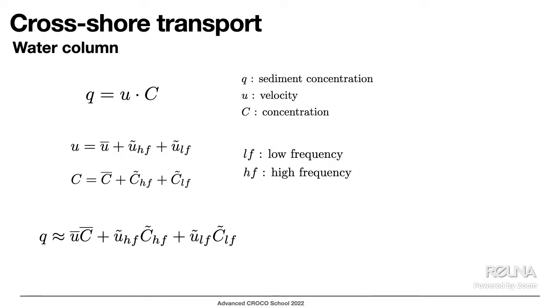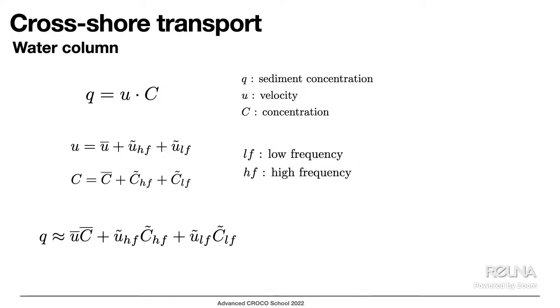And what happens then in the water column? The sediment transport Q is equal to the velocity times the concentration. We can do a decomposition of the velocity into a mean flow, a very high frequency velocity due to waves, and a low frequency velocity due to infragravity waves. If we do the same for the sediment concentration, we can approximate the sediment transport as a mean value due to the mean flow, a value due to the gravity waves, and a value due to very low frequency waves.